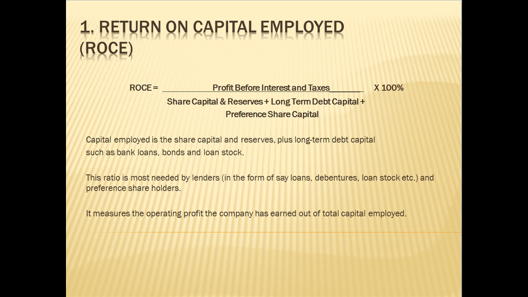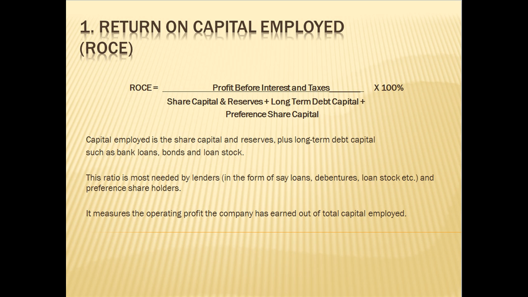Its formula is: ROCE equals profit before interest and taxes over share capital and reserves plus long-term debt capital plus preference share capital, and since it is expressed as a percentage, you multiply it by 100. Capital employed is the share capital and reserves plus long-term debt capital such as bank loans, bonds and loan stock.